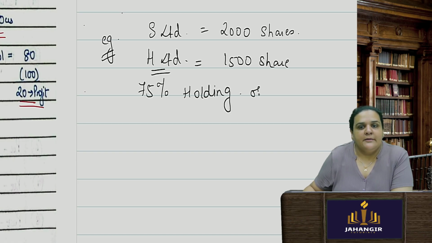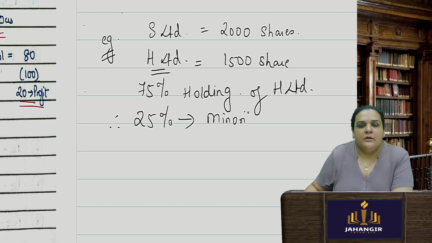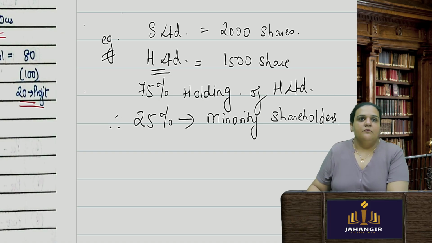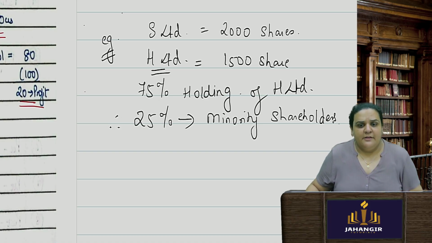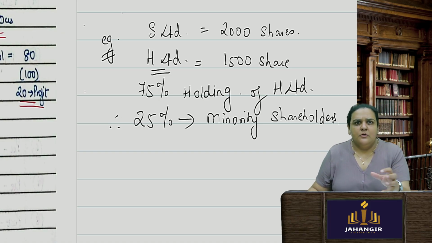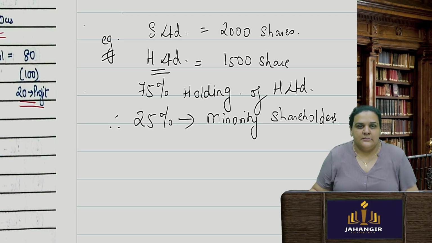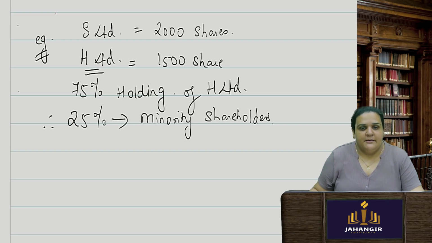75% holding of H Limited, right? Therefore, what is the remaining 25%? It belongs to the minority shareholders. The remaining 25% is with some two or three other shareholders, and they are known as minority shareholders. We are holding 1500 shares in S Limited.